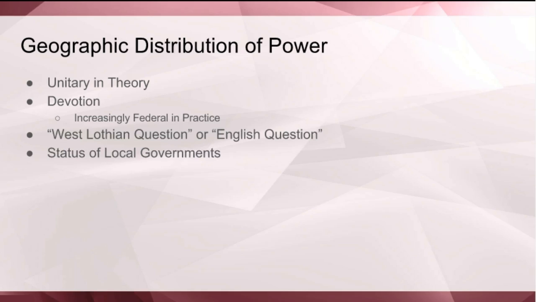Because the United Kingdom is unitary in theory, all local governments or regional governments derive their authority from the central government or national government. They have only the power that is given to them, and that power can be taken away at a future time, although there might be political consequences for this to happen.